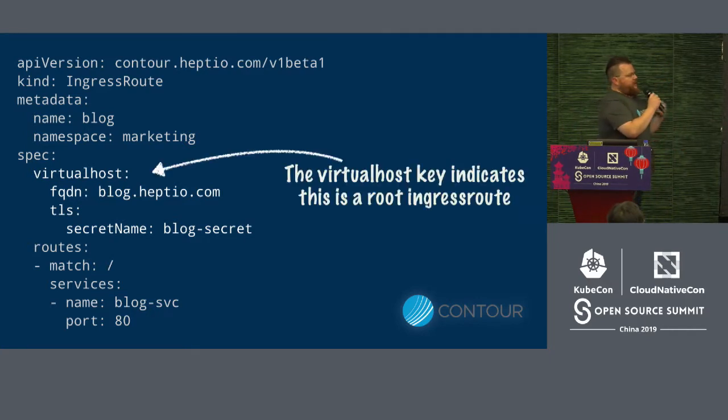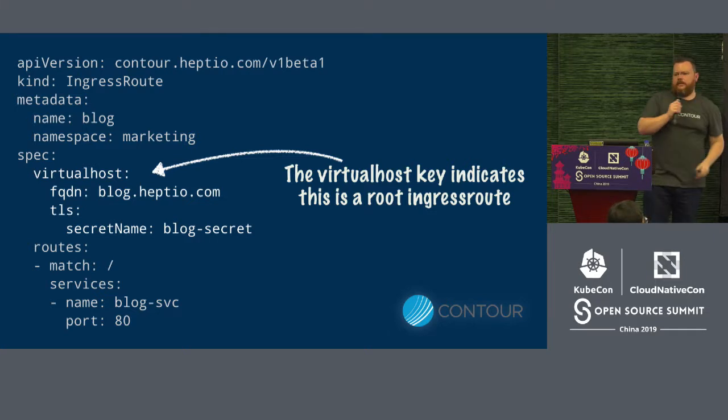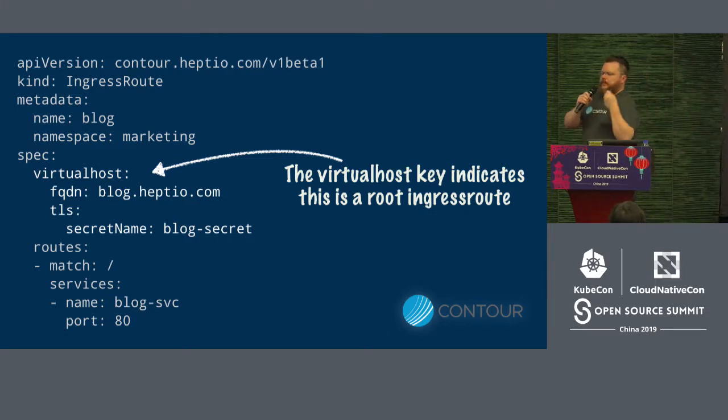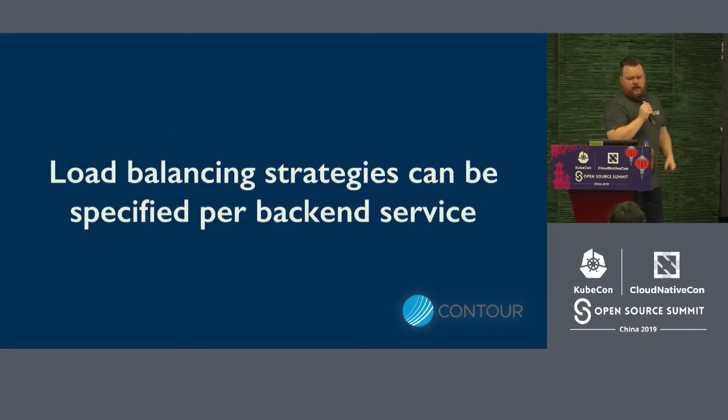And for reasons that I'll explain in a little bit, we call this a root IngressRoute document because as we'll see, they are at the root of a tree. And so anytime you see a spec with a virtual host, this is the root of a configuration for a virtual host. Now, because we're no longer limited to the schema that Kubernetes gives us in the Ingress object, we have a place to put all that configuration that was previously stuffed into annotations.